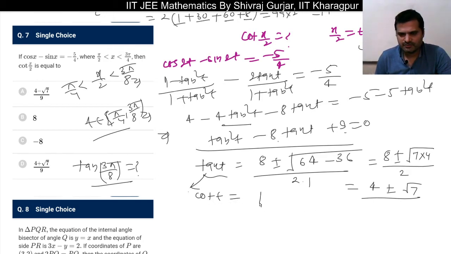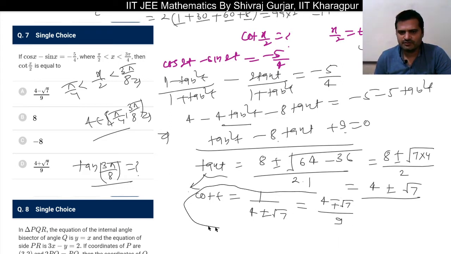So cot t will be 1 divided by 4 plus minus root 7. We will rationalize this, then we have to multiply by 4 minus plus root 7. This is 16 minus 7, that is 9. So that is our final value.